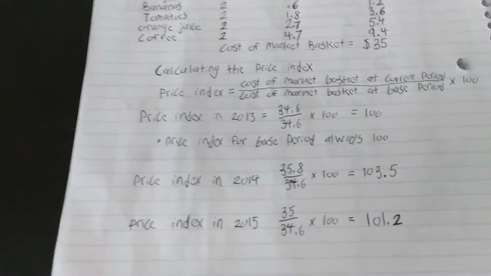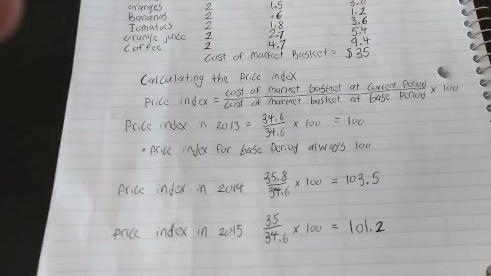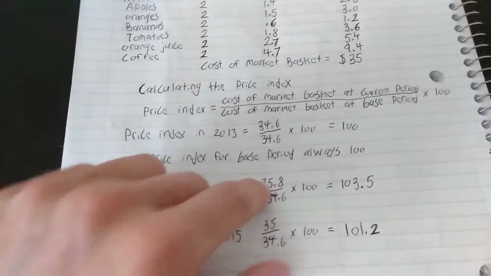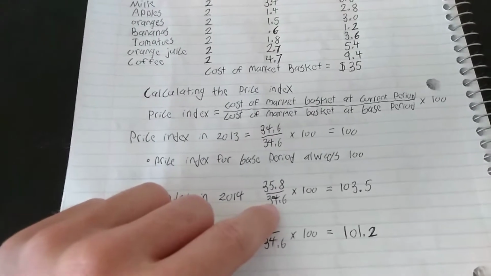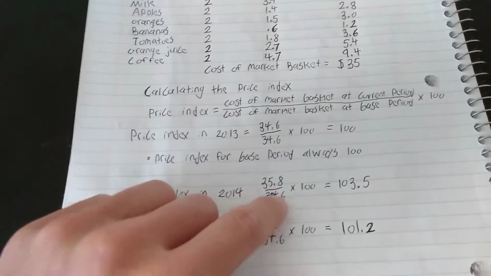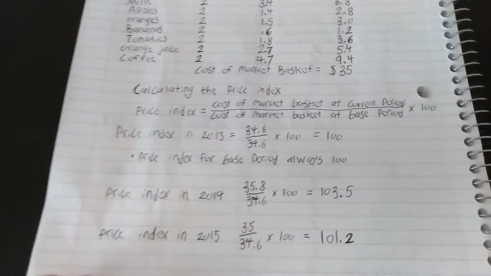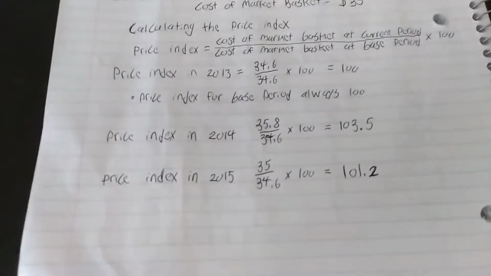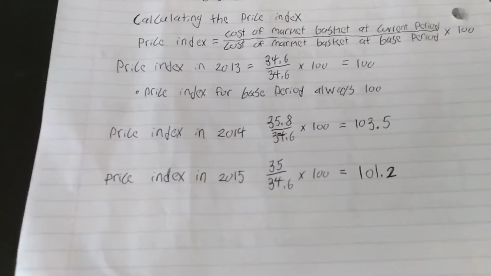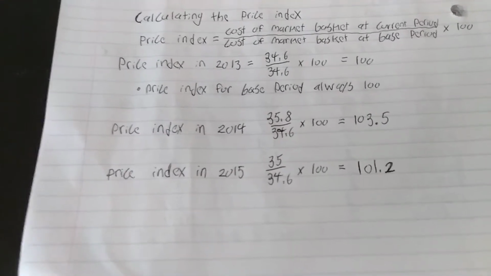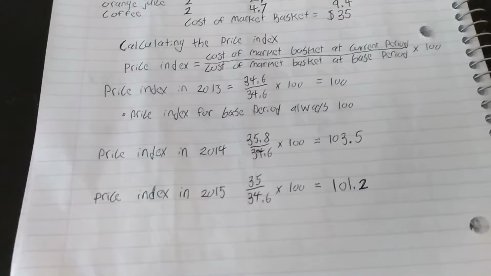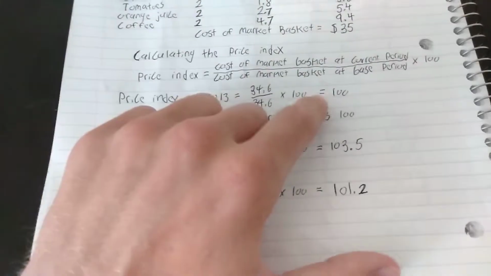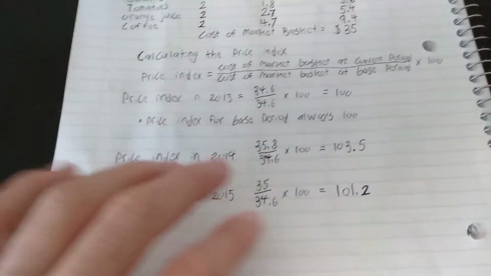Here is the price index for 2014. For 2014, our cost of the market basket was 35.8 over the cost of the market basket at the base period, 34.6 times 100. It's going to give us 103.5. Same thing for 2015. 35 was our market basket price over the base period price times 100. It's going to give us 101.2. We're going to use these price index values to calculate the inflation rate.